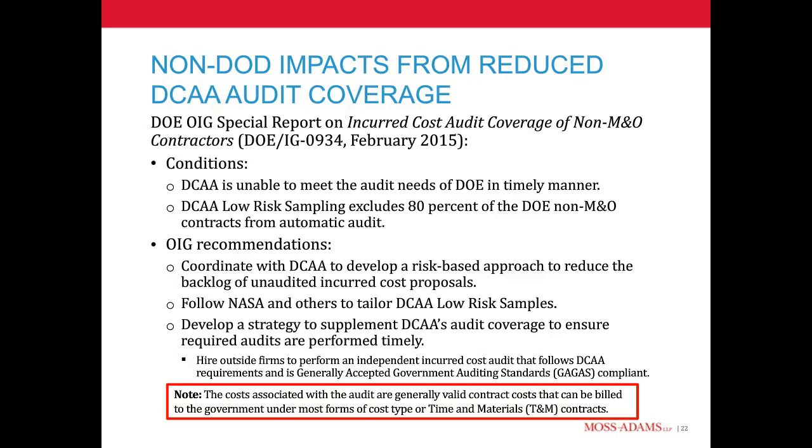Now we have our next polling question. So per the DOE OIG report on incurred cost audit coverage, DCAA low-risk sampling excludes what percentage of the DOE non-M&O contracts from automatic audits?